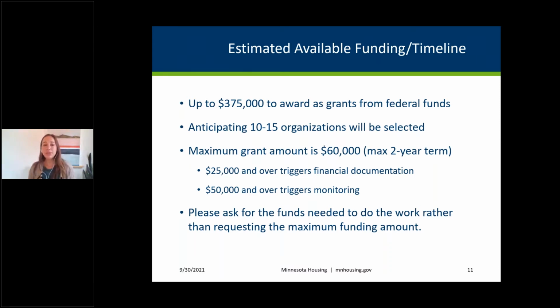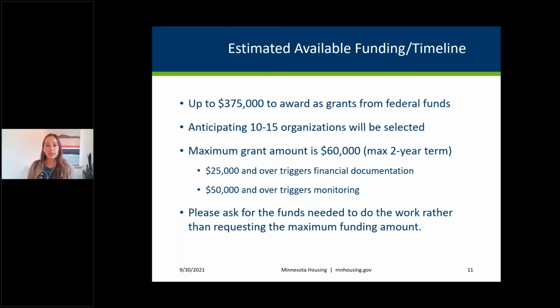And there's a few pieces to keep in mind, knowing that the application is due on October 12th, about the different reporting and documentation pieces that may be necessary. So a request for $25,000 and over will trigger the need to provide certain financial documentation. An award of $50,000 and over triggers more intense monitoring and reporting.